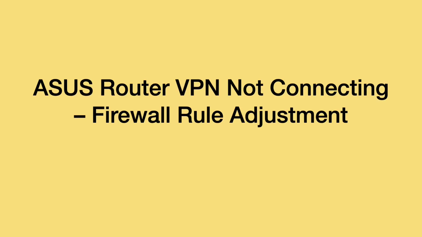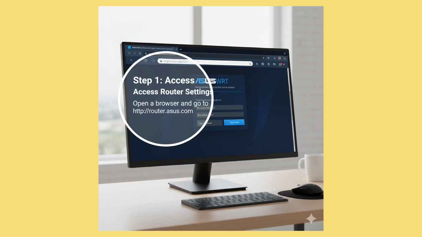ASUS router VPN not connecting. Firewall rule adjustment. Step 1. Accessing your router settings. To begin, you need to access your ASUS router's web interface.